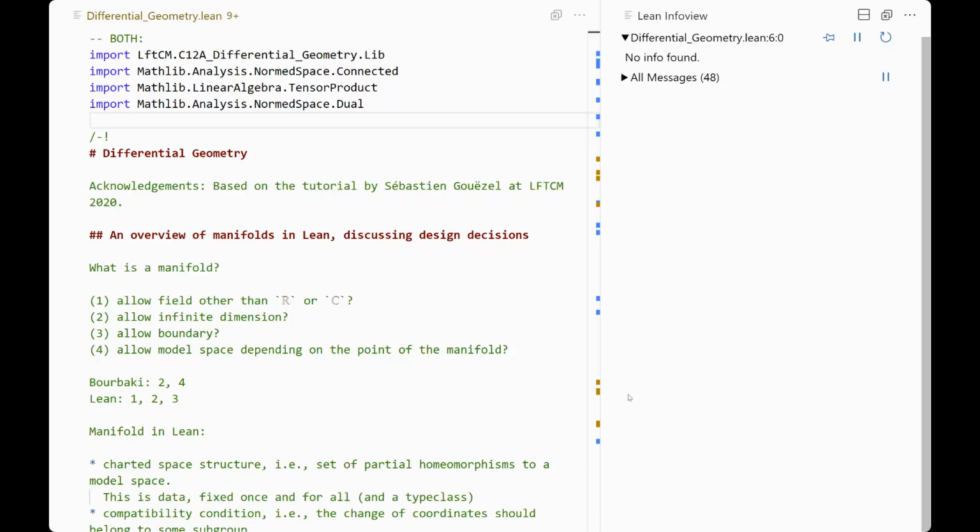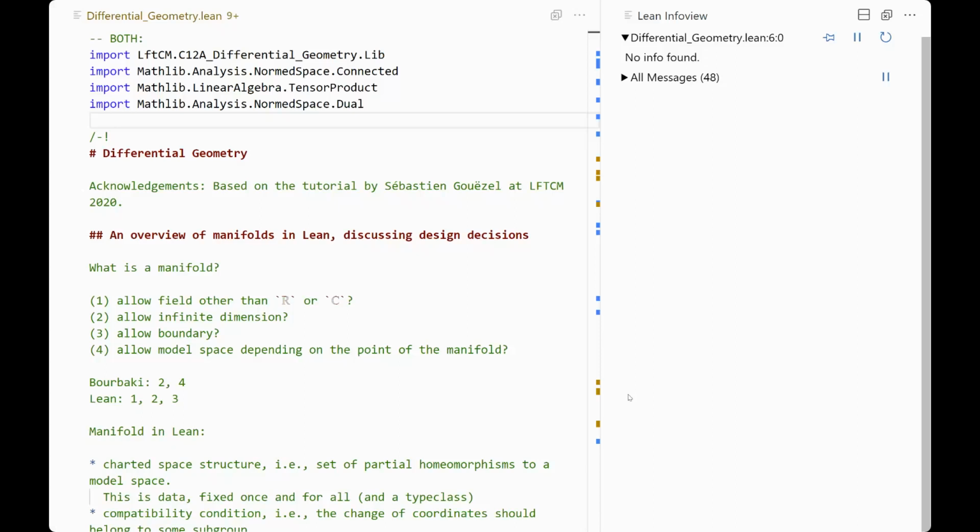So these are some of the design decisions, choices you can make in the definition of a manifold, and different sources use different choices. So I believe that Bourbaki says yes on questions 2 and 4. So they allow manifolds of infinite dimension, and the model space can depend on the point of the manifold.